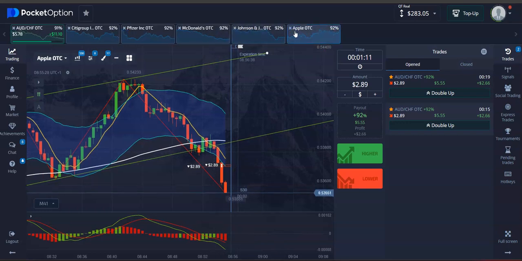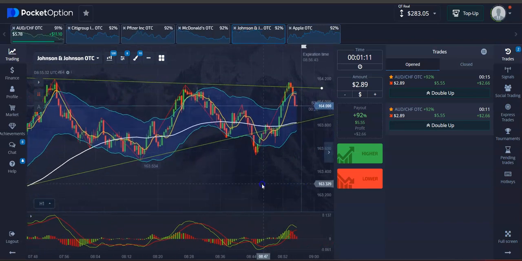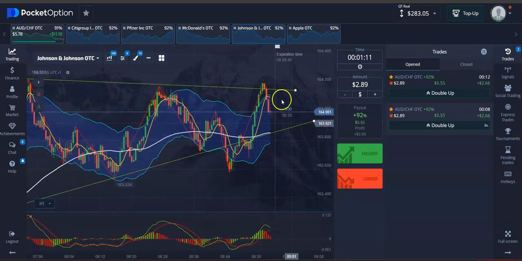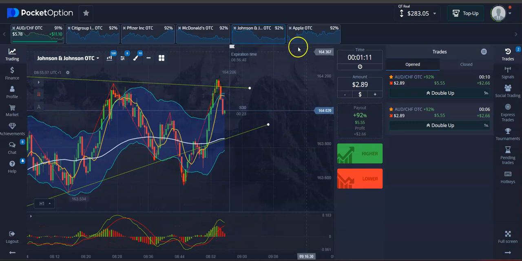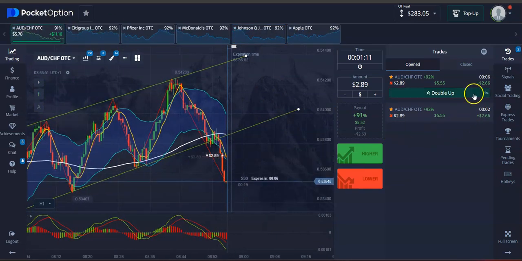Where was the other one? Did I show you? This one right here is still developing. Okay, as you can see right here, still developing. So potentially we're going to have a breakout soon. So let's see how it goes. So we got 4 seconds.